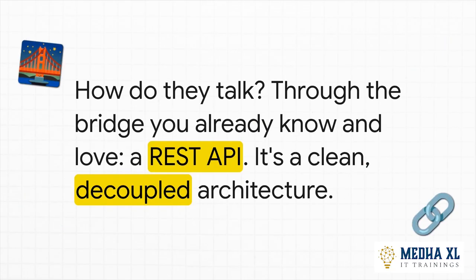And how do these two worlds talk to each other? Through the exact same bridge you already know and love, a REST API. Your React app just makes standard HTTP requests to your Java endpoints, sending and receiving data as JSON. It's such a clean, beautiful, decoupled architecture.